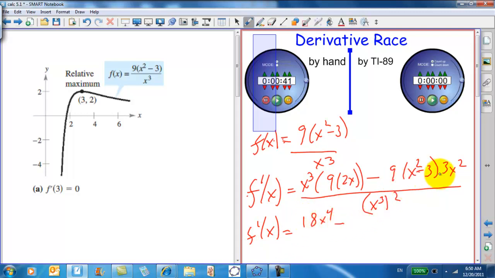So I've got to do, let's see, this is 18x to the fourth minus 27x to the fourth plus 81x squared all over x to the sixth. I'm going to need a little more room.